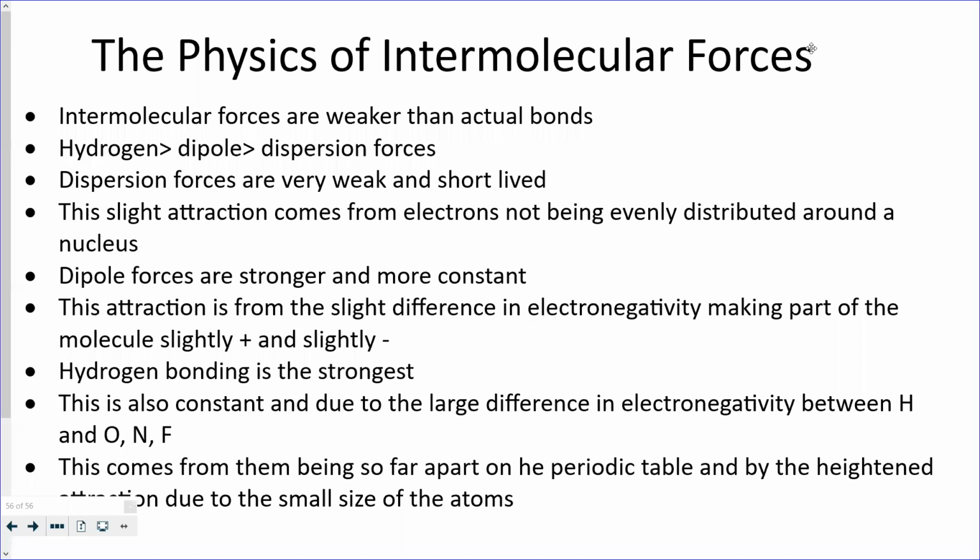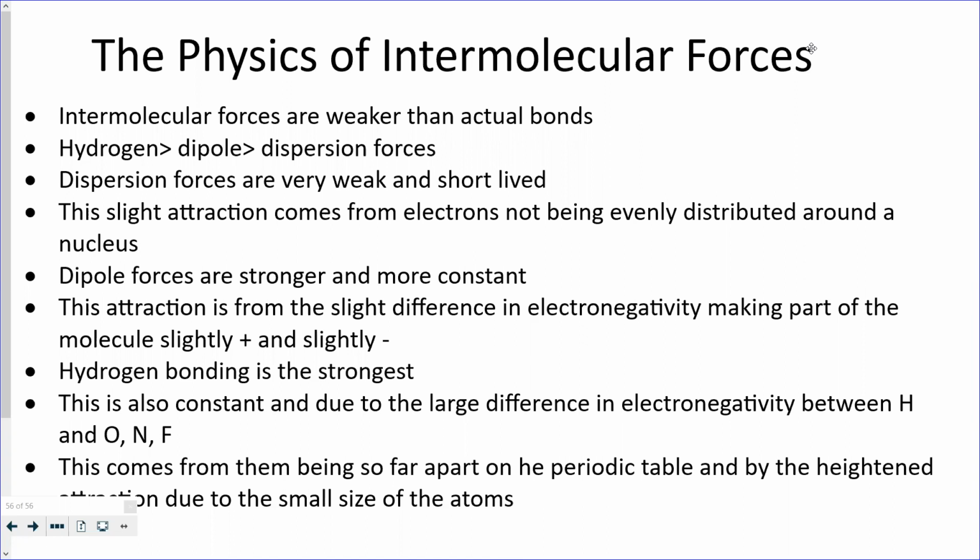All right, and to do just a quick recap of those intermolecular forces, I remember we said the intermolecular forces are weaker than actual bonds. So ionic and covalent bonds are stronger than any of these three forces. We said hydrogen bonding is stronger than dipole forces, which is going to be stronger than dispersion forces. Dispersion forces are the weakest of all of them. And it's because they are so short-lived. Like we said, it's going to unequally distribute electrons for a split second and then go back to normal. So this slight attraction comes from electrons not being evenly distributed around the nucleus, and then it goes back to normal.